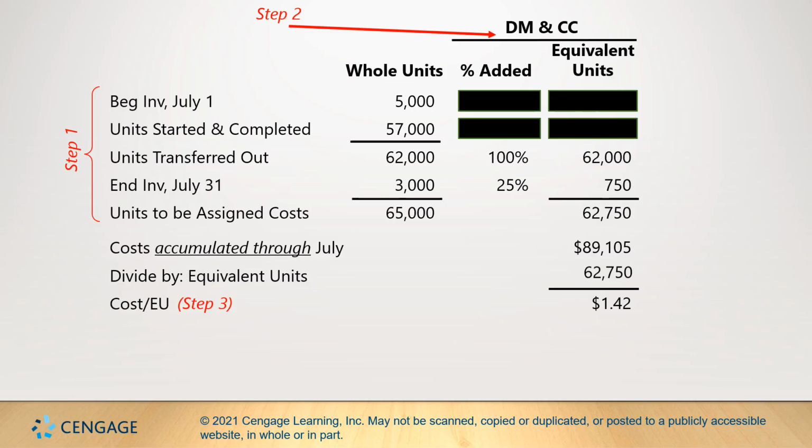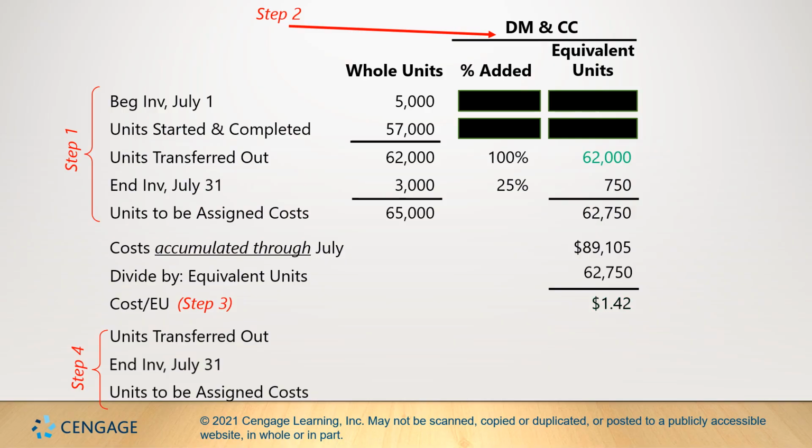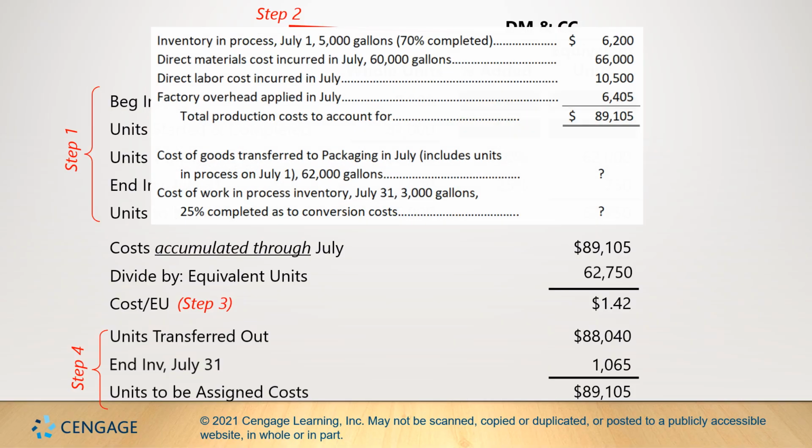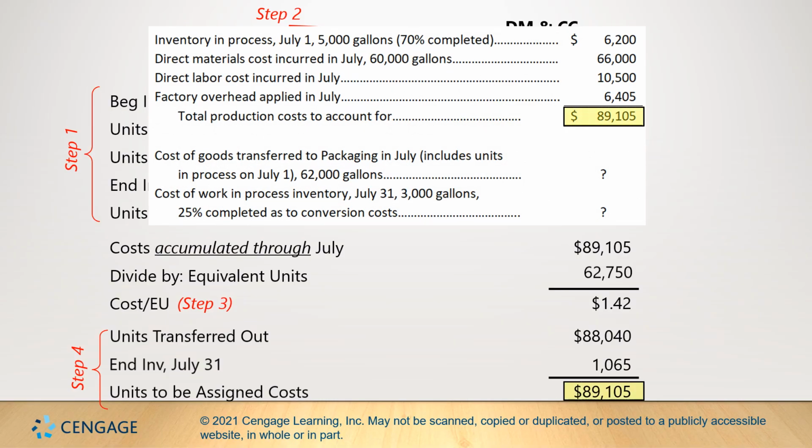Finally, for step 4, we simply convert those equivalent units into dollar amounts by multiplying them by the cost per EU. If you want to check your work, the total cost of units accounted for should tie to the total production cost from our information.